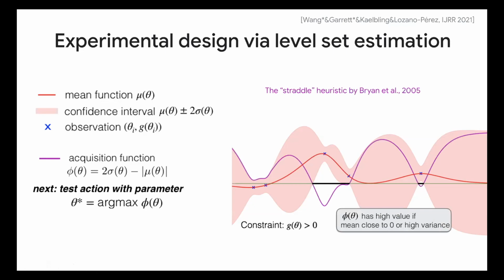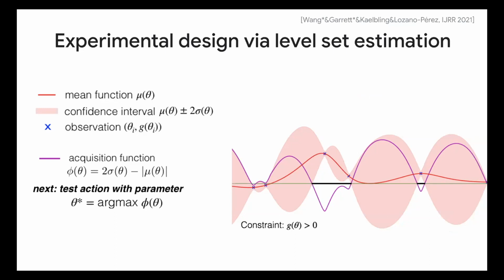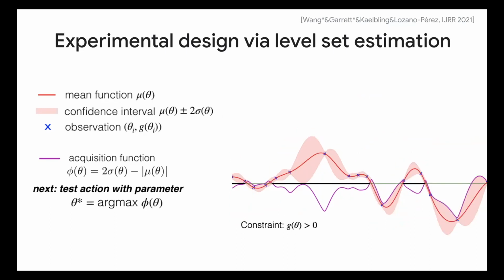2005. And for this particular heuristic or acquisition function, it has high value if the mean is close to 0. So remember that we've set our threshold to 0. And then it also has high value if the variance is high. So we're going to use this particular acquisition function to decide where exactly we sample our theta, and to decide which kind of experiment we run. And it's going to select the points that will gradually help us to reveal where the high probability super level set is.